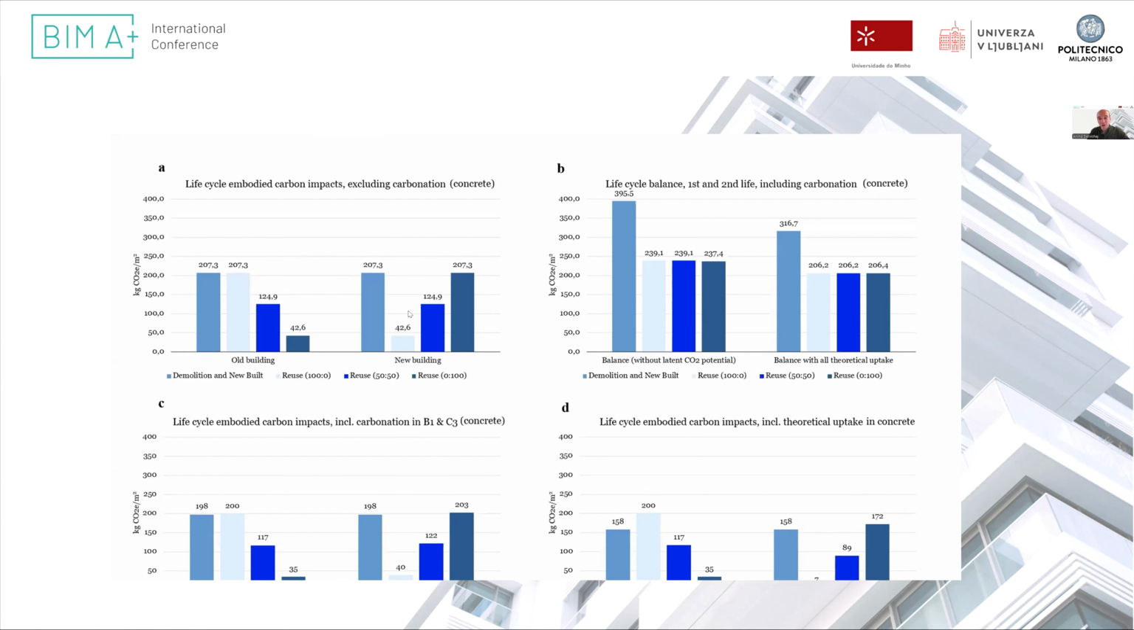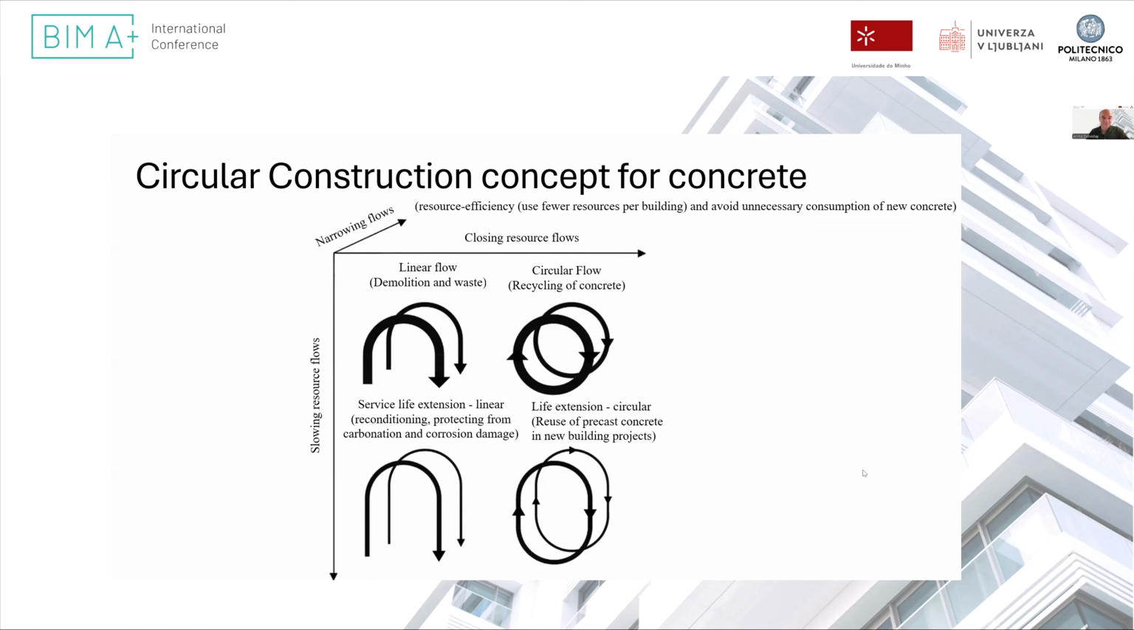The cutoff allocation, as we can see, is the most beneficial for using the existing stock, and especially if we also include carbonation, which gives a very low embodied carbon at 7 kilograms of CO2 per square meter.